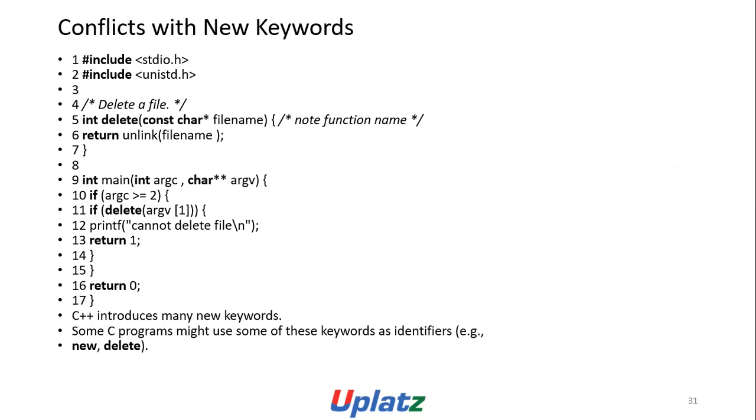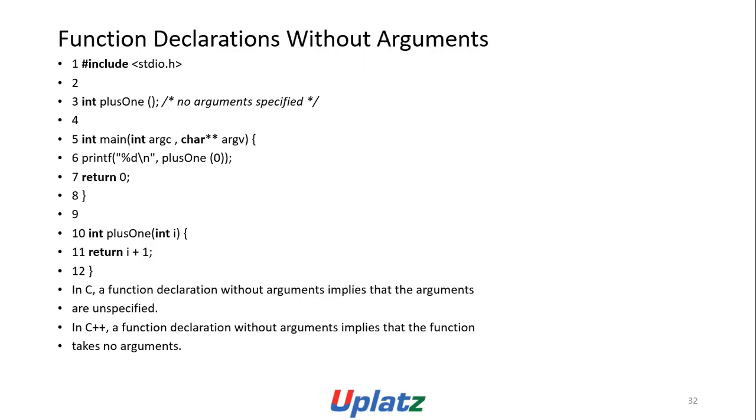Conflicts with new keywords. #include <stdio.h> #include <unistd.h> int delete(const char *filename) { return unlink(filename); } int main(int argc, char *argv[]) { if (argc >= 2) { if (delete(argv[1])) { printf("cannot delete file\n"); return 1; } } return 0; } C++ introduces many new keywords. Some C programs might use some of these keywords as identifiers, for example new and delete. Function declarations without arguments.